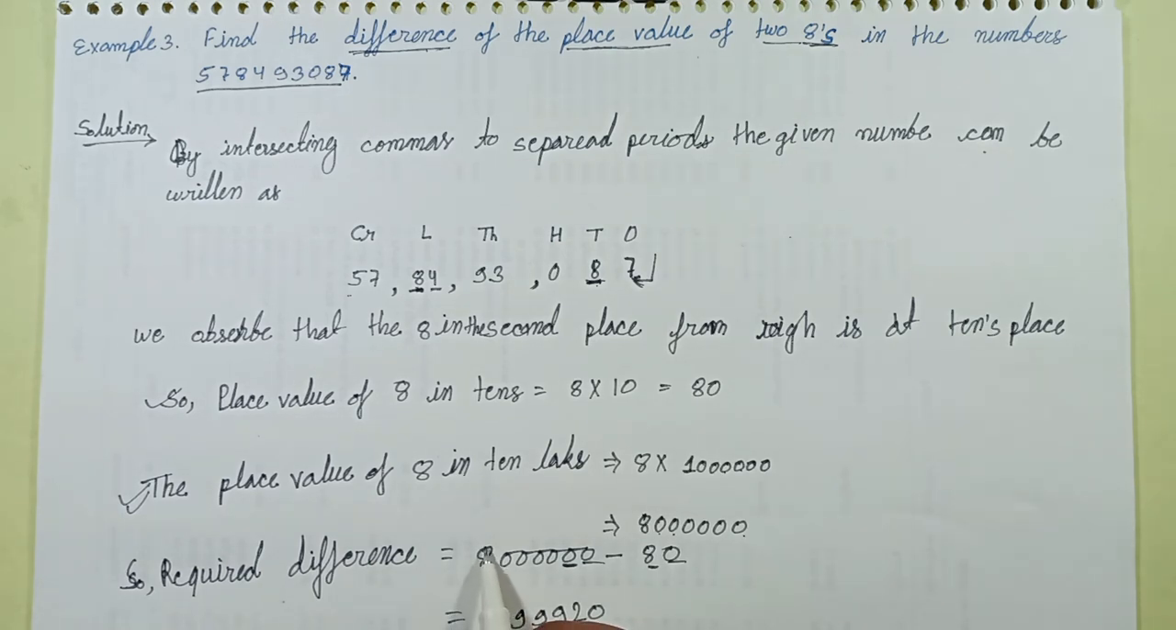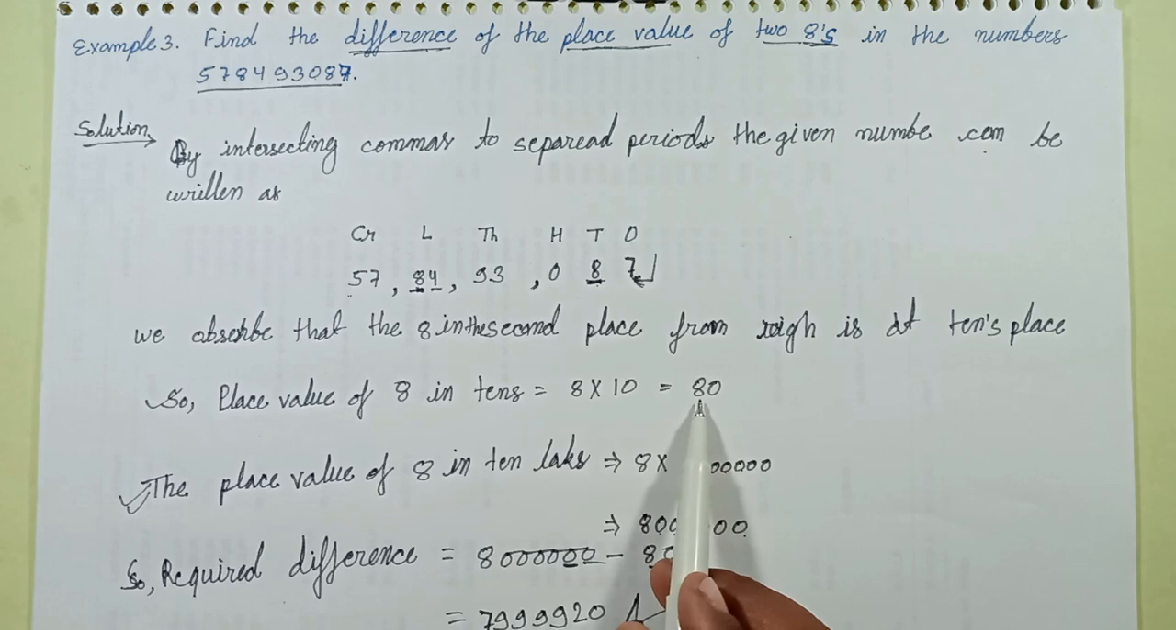So the difference between the two 8's: the place value of the second 8 is 80 lakh and the first 8 is 80. The difference is this, and this is the right answer.